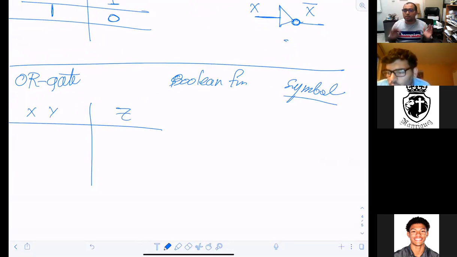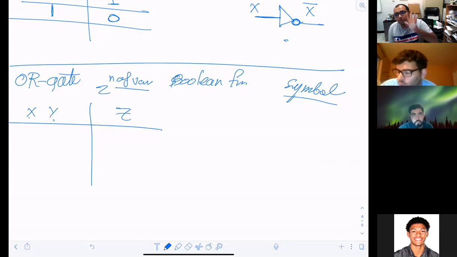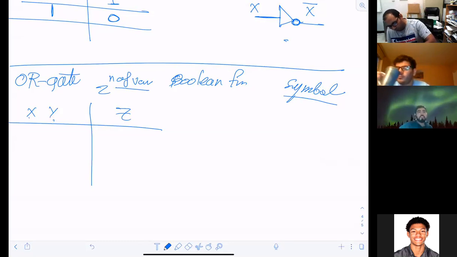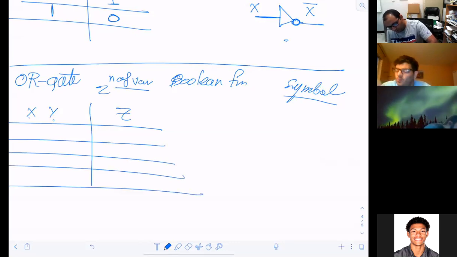Before I touch anything in this table, how many states should I have? The number of states is defined by 2 to the power of the number of input variables. So how many variables in front of you? X and Y. 2. So how many states should I have? 4. Why 4? I will show you. 1, 2, 3, 4. So 0, 1, 0, 1, 0, 0, 1, 1.